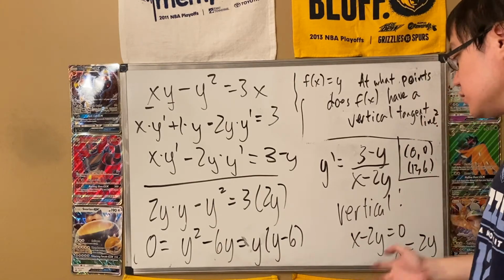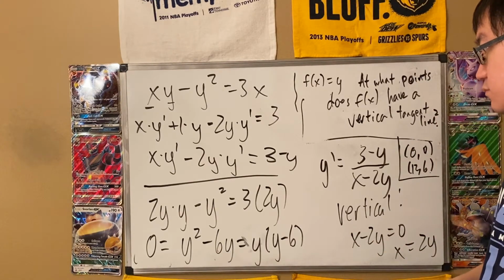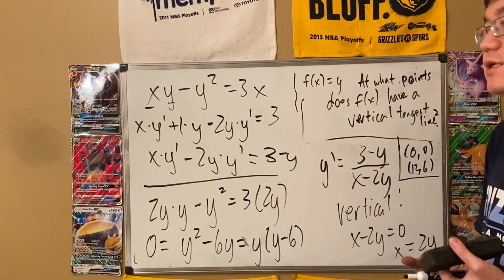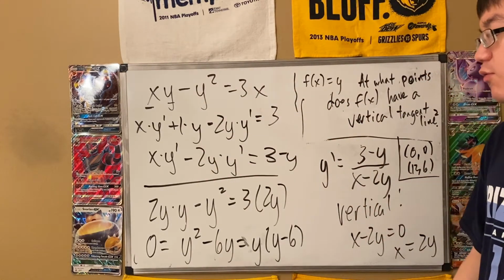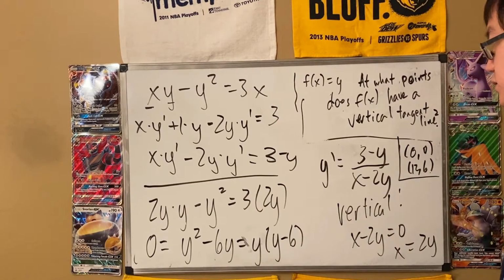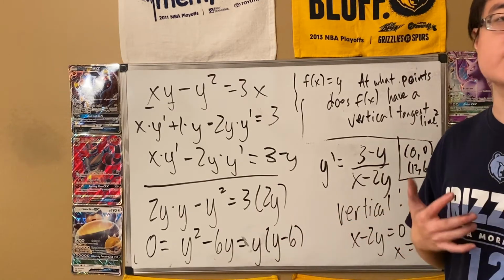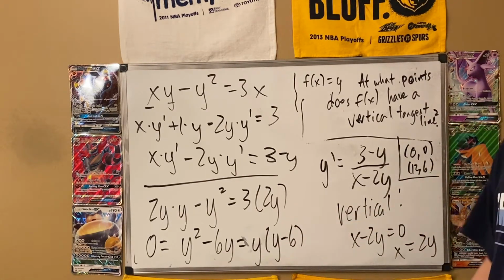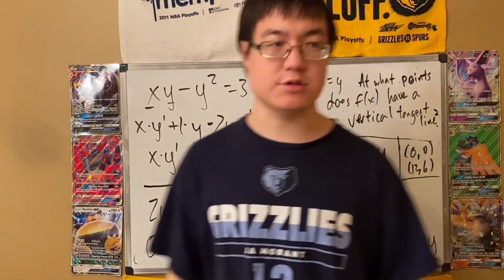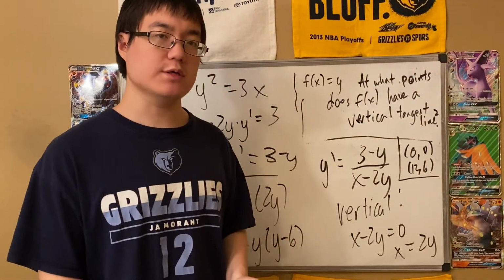What happened in this question is when we plugged in 2y from right here, so it's 2y times y minus y squared equals 3 times 2y, we ended up getting the answers that y was 0 and y was 6, so that was the final answer. Because once we had 0 and 6, it was very easy to find the x coordinates because we have this relationship x is equal to 2y. So again, that's how you do these questions when you have vertical and horizontal tangent lines.